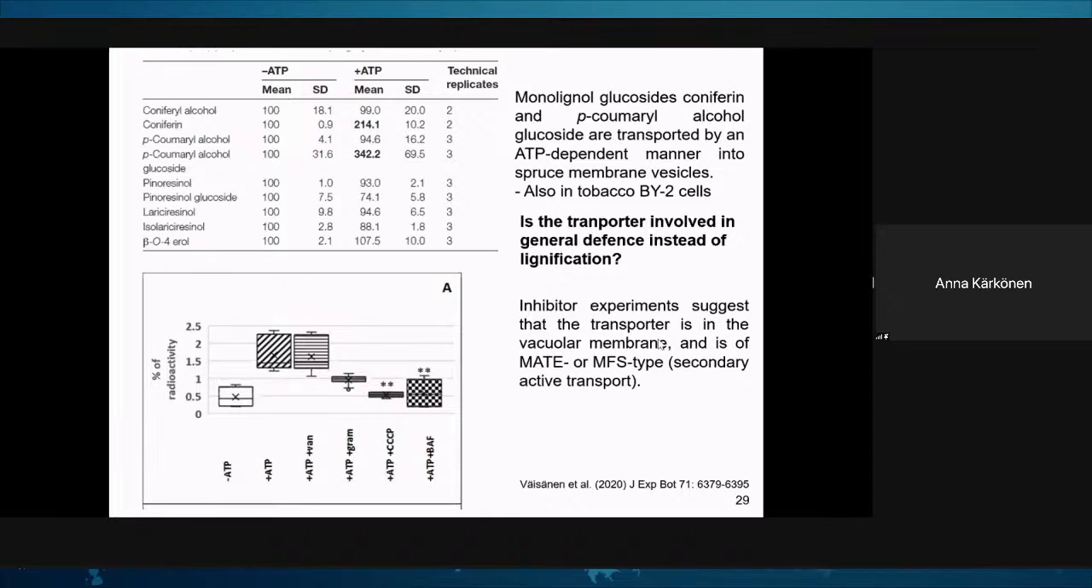So instead of plasma membrane, the transporter seems to locate in vacuolar membranes, and it seems to be, based on the inhibitor profiles, either MATE or MFS type transporter. And these transporters are making secondary active transport, meaning that there is an electrochemical gradient, like certain ions are transported, making the gradient, and these transporters are utilizing that for transport.